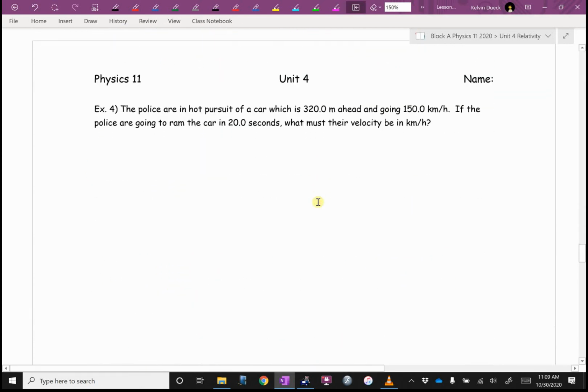I like example 4. Example 4 is a nice question. Police are in hot pursuit of a car which is 320 meters ahead, going 150 kilometers per hour. I already sense I'm going to have to do a unit conversion because I see meters and kilometers. If the police are going to ram the car in 20 seconds, what must their velocity be in kilometers per hour? Over the speed.